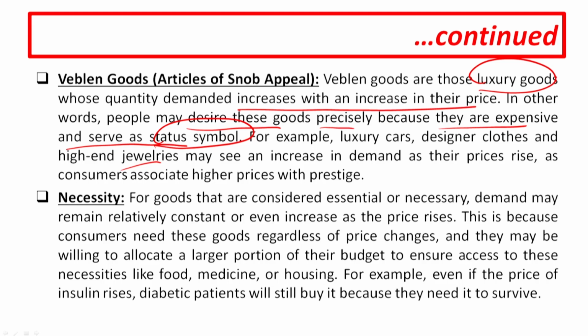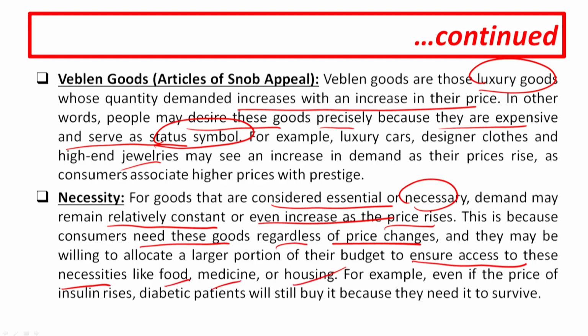The next is necessity. It is for those goods that are considered essential or necessary. Demand may remain relatively constant or even increase at the time of a price rise. This is because consumers need these goods regardless of price changes, and they may be willing to allocate a higher portion of their budget to ensure access to these necessities, like food, medicine, and housing. For example, if the price of insulin rises, a diabetic patient will still buy it, because they need it for survival. Especially when COVID was there, people were ready to spend any amount for medicines and injections. Such is the case of necessity.